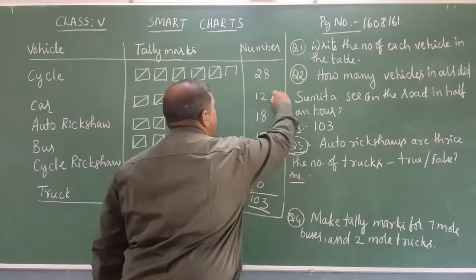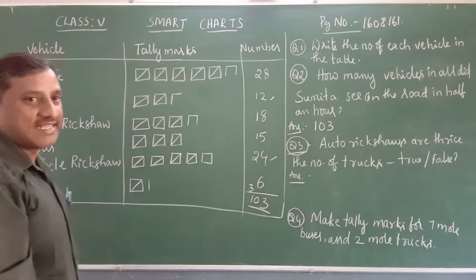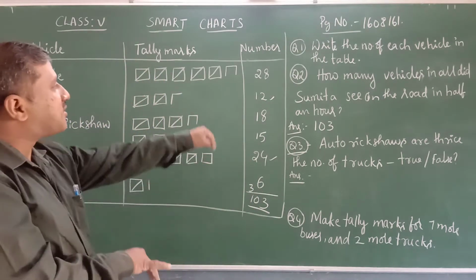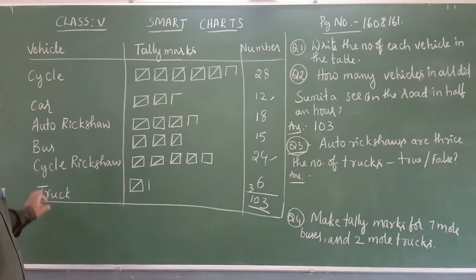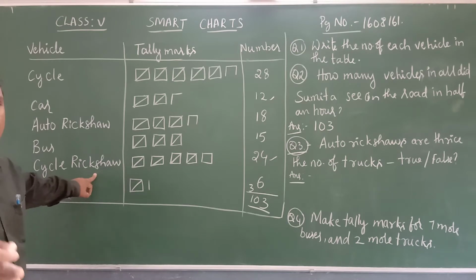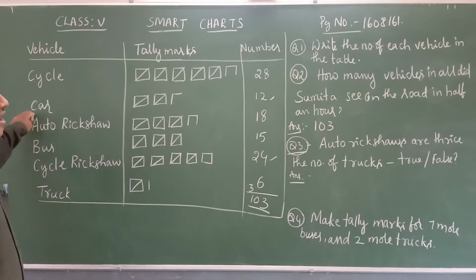What do you observe from this 12 and 24? Yes, 24 is 2 times of 12. That is, the number of cycle rickshaws is twice the number of cars she observed on the road.